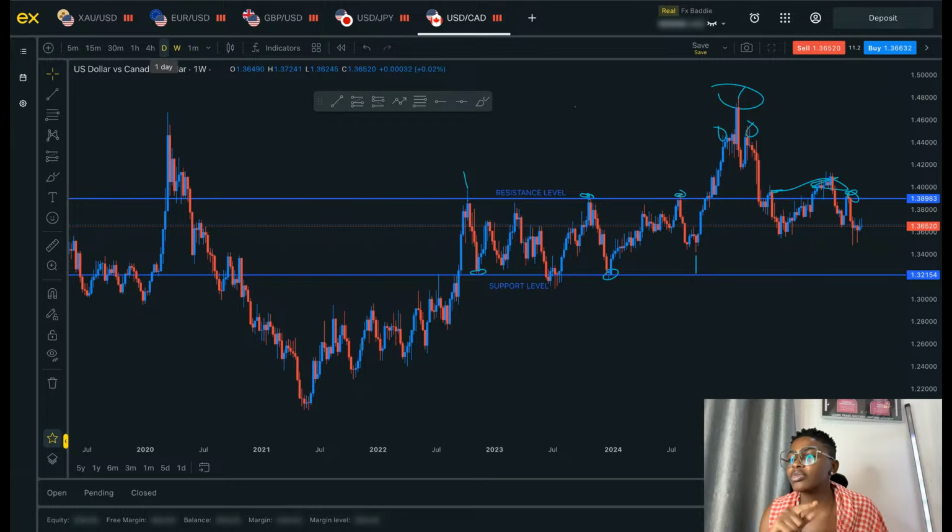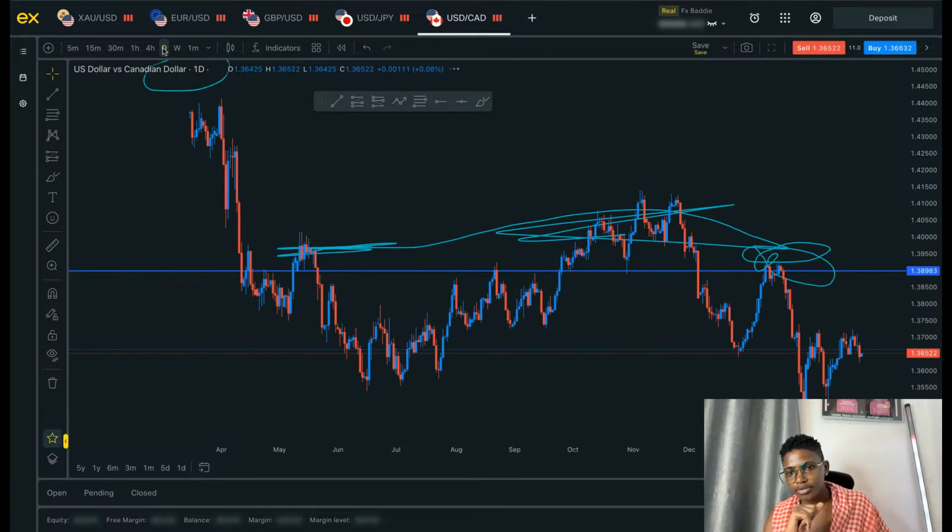Remember, we are doing top down analysis, marking our key levels from higher time frames to the lowest, so that we'll have our clear entries. We'll tick every confluence and we'll have the perfect entries. Great. Now we go to daily.